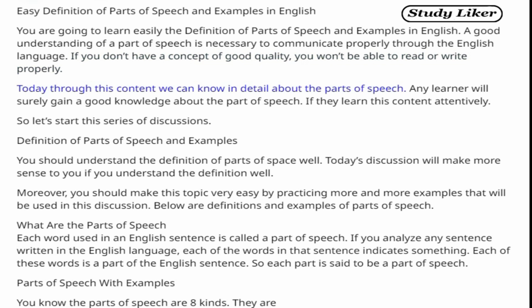Today through this content we can know in detail about the parts of speech. Any learner will surely gain a good knowledge about the parts of speech if they learn this content attentively. So let's start this series of discussions.